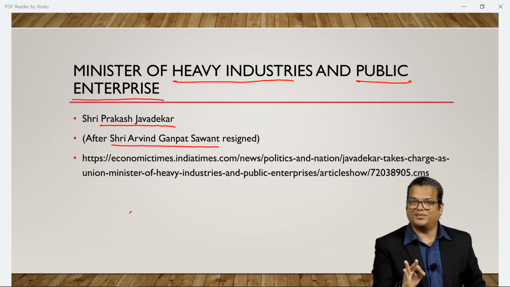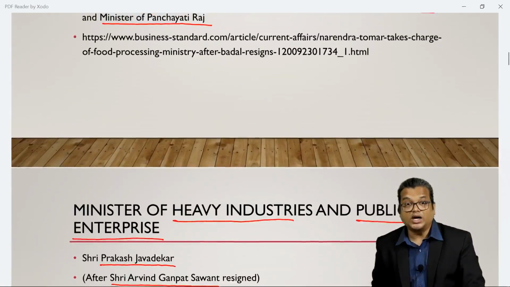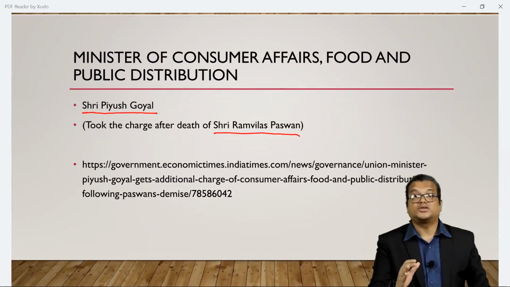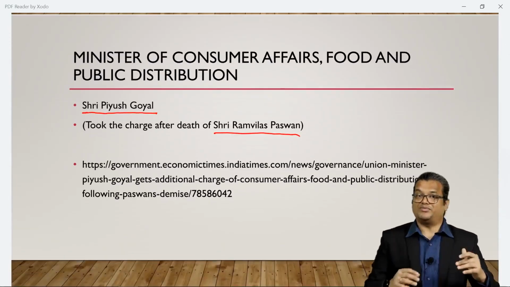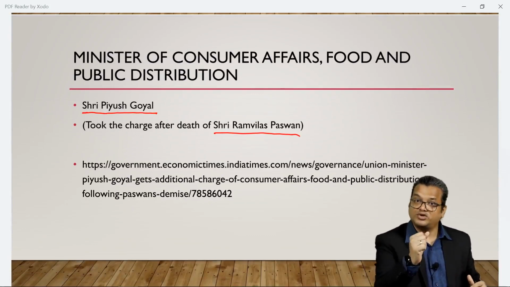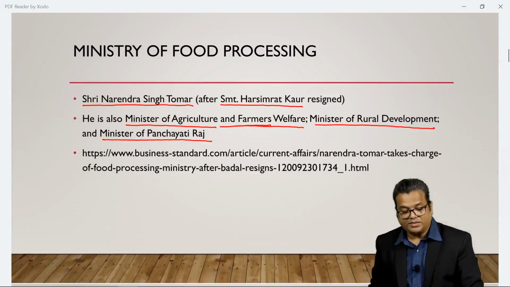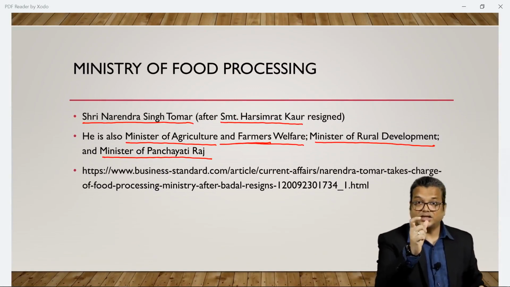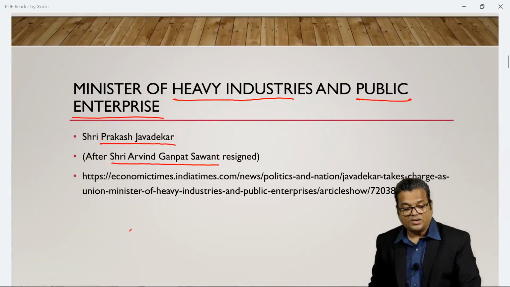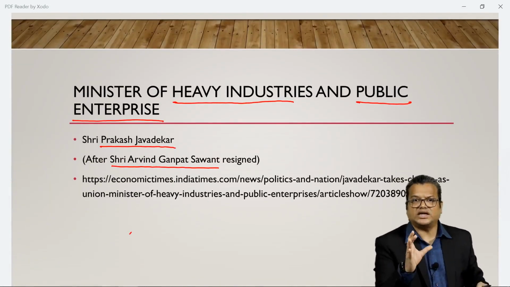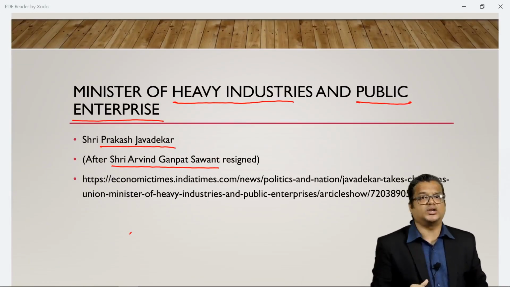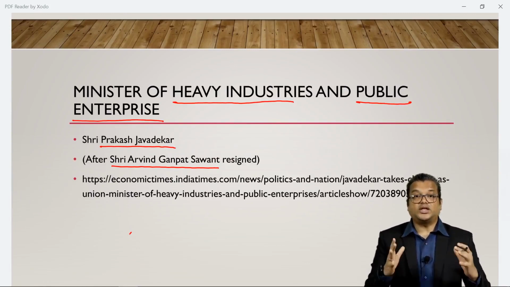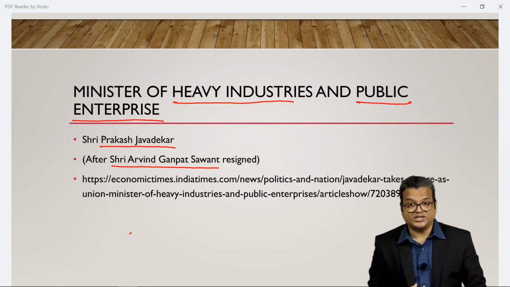Friends, remember these are the latest updates, and that's why they are important from the viewpoint of your exam, right? So let's take a quick look. Three important changes we have seen, right? Ministry of Consumer Affairs, Food and Public Distribution: now Piyush Goyal ji is in charge. Then Ministry of Food Processing, who's in charge? As you can see, Shri Narendra Singh Tomar. And Ministry of Heavy Industries and Public Enterprises, who is in charge? It is Shri Prakash Javadekar, right? So these are the important changes in the cabinet ministry.